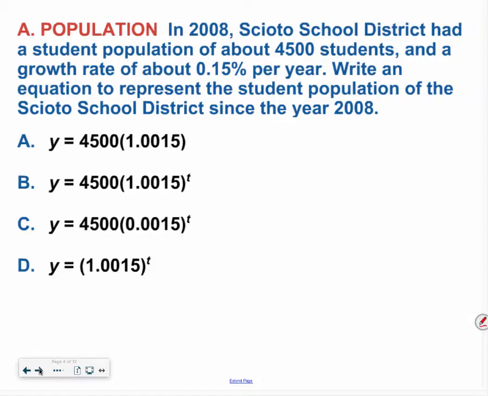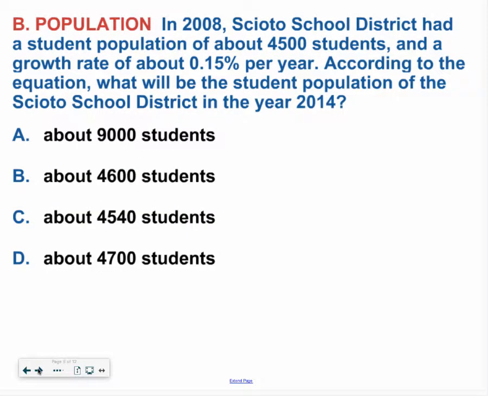Hopefully the equation you got was y equals 4,500 times the quantity of 1.0015 to the tth power. Now try to figure out what the population would be in 2014. Hopefully you got about 4,540 students. If not, be sure to reach out for some help. I'm more than happy to help you.